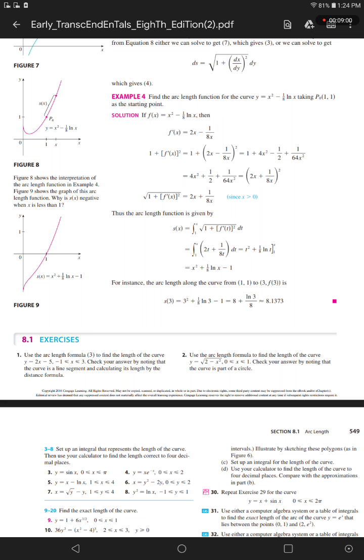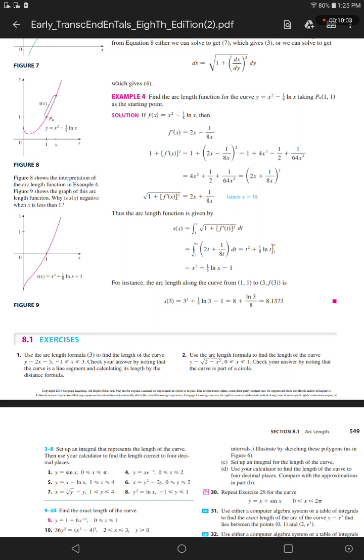Since x is greater than 0, the arc length function is given by s(x) = the integral from 1 to x of the square root of 1 + [f'(t)]² dt = the integral from 1 to x of (2t + 1/(8t)) dt, which equals [t² + (1/8) ln t] from 1 to x = x² + (1/8) ln x - 1.